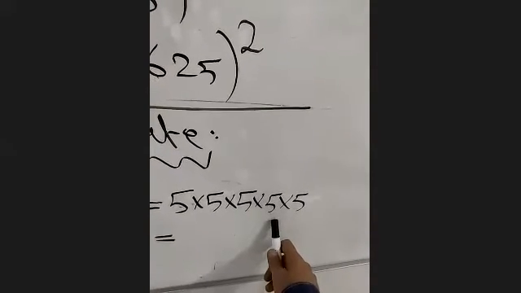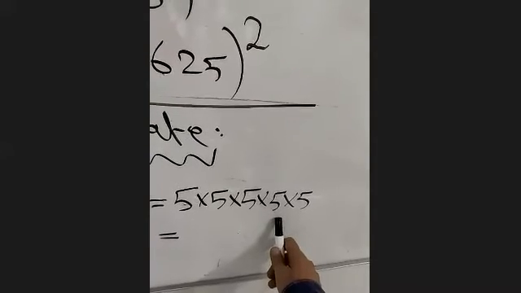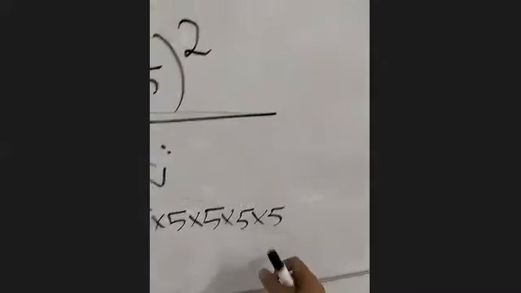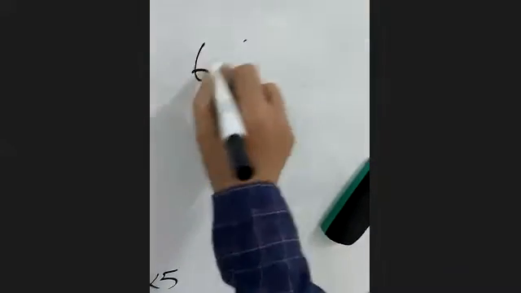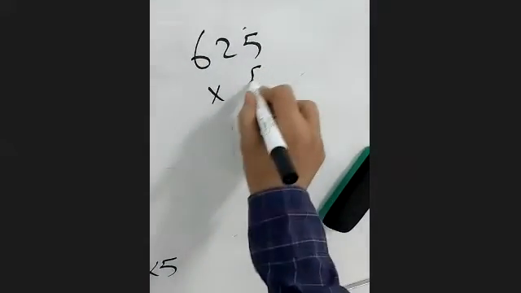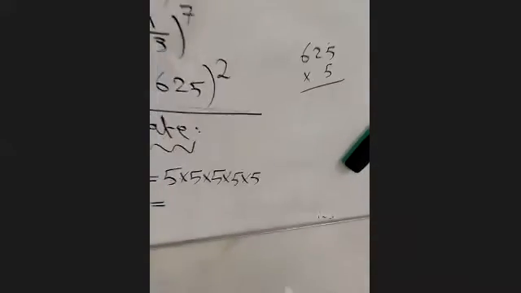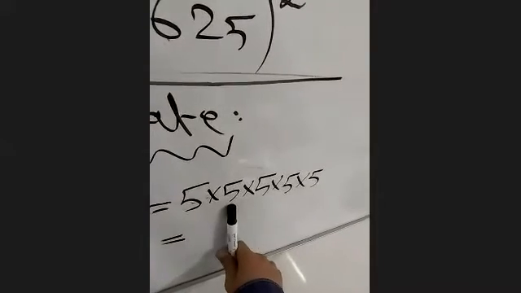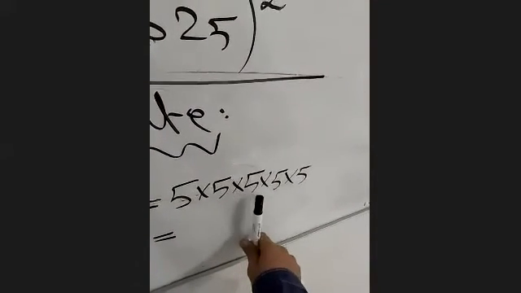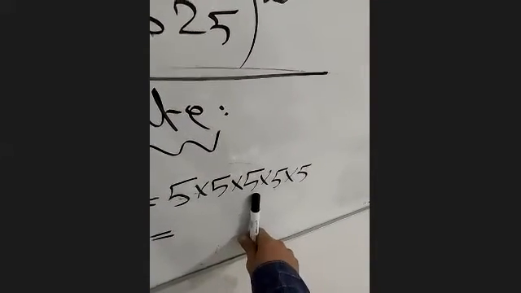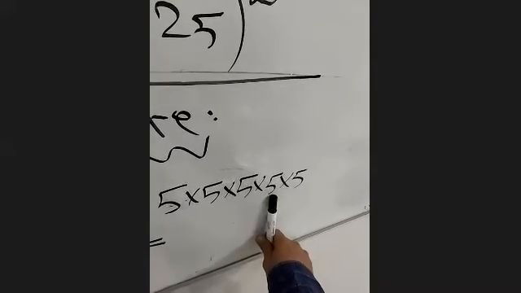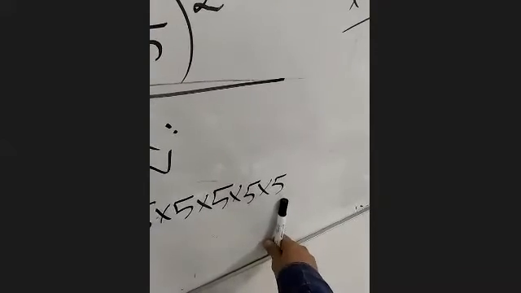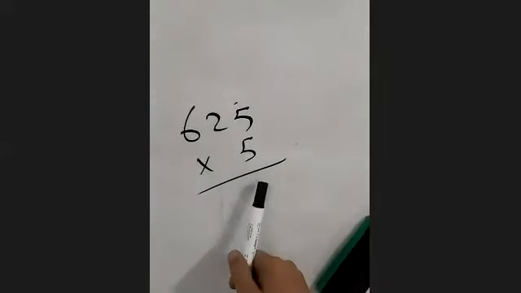625. Then multiply 625 by 5. We do multiply normally. Again, guys, Hamad said 5 times 5, 25. 25 times 5, 125. 125 times 5, 625. 625 times 5, we will calculate it now, okay?